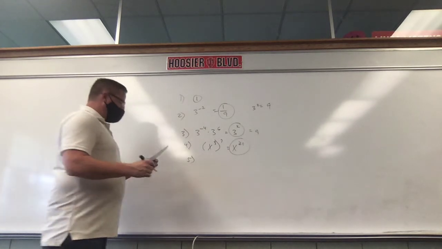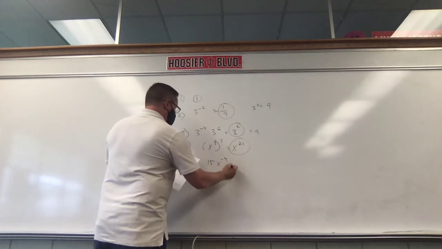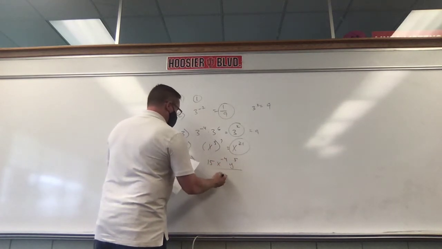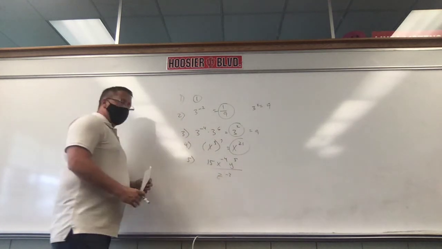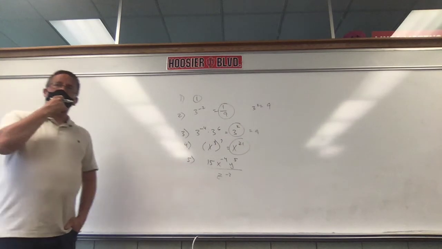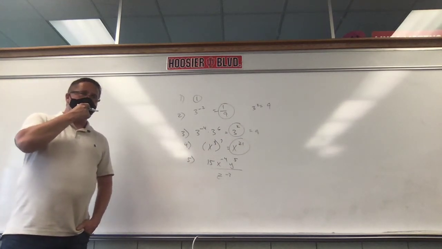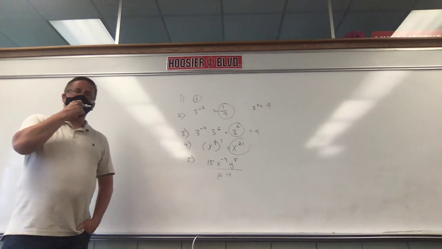Number 5. 15 x to the negative 4 y to the 5th over z to the negative 3. Okay. Here's the long way of doing this. If you have a negative exponent on the top, you put it on the bottom. If you have a negative exponent on the bottom, you put it at the top. What do you do if you have a positive exponent? You leave it alone. Okay, that's the long way.